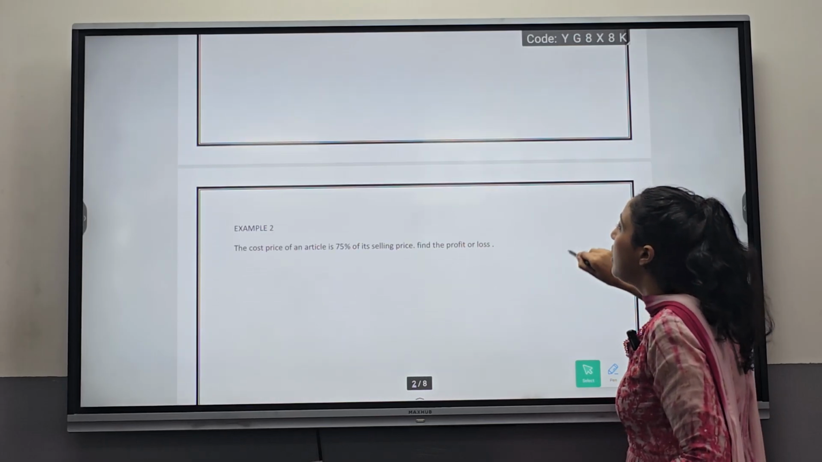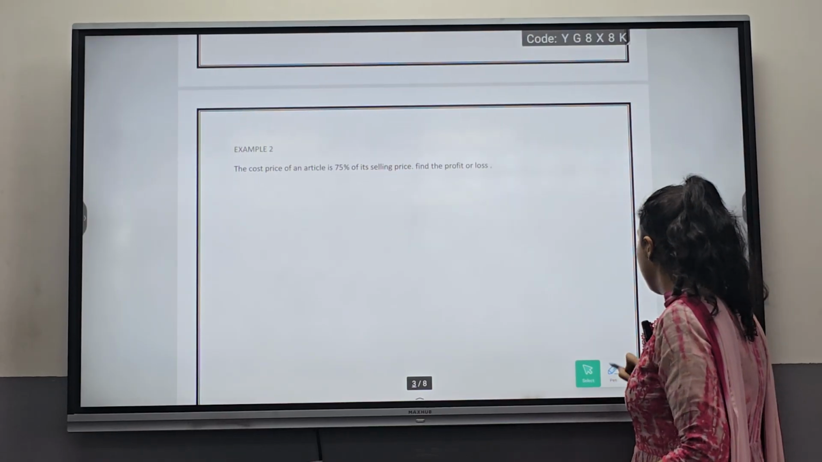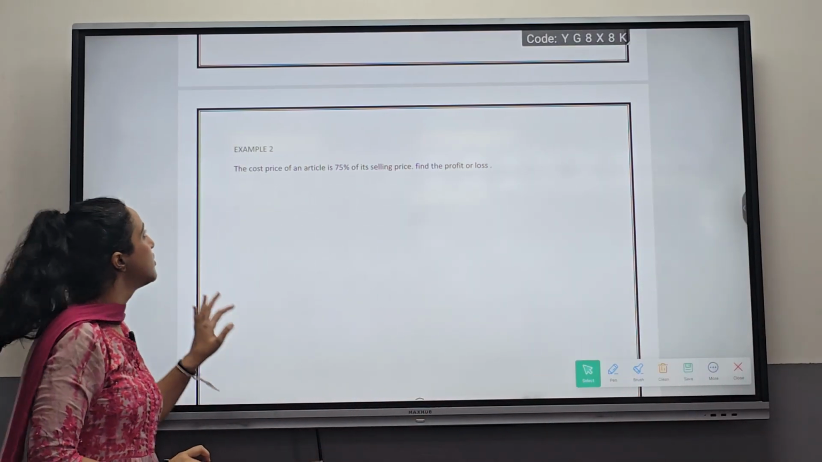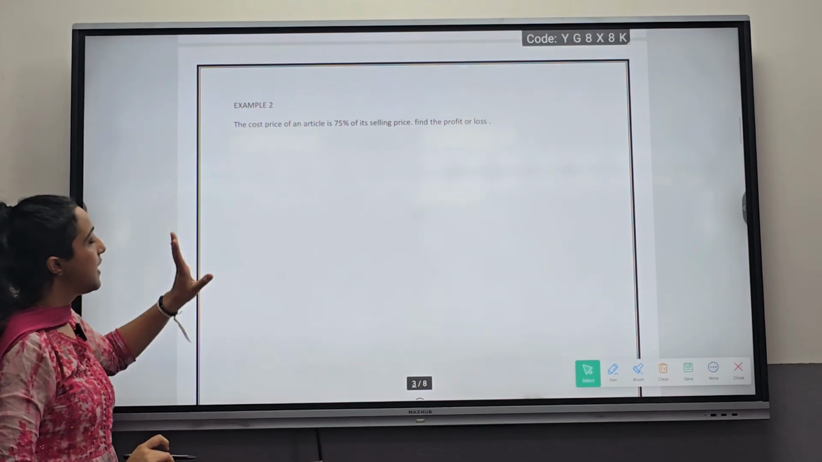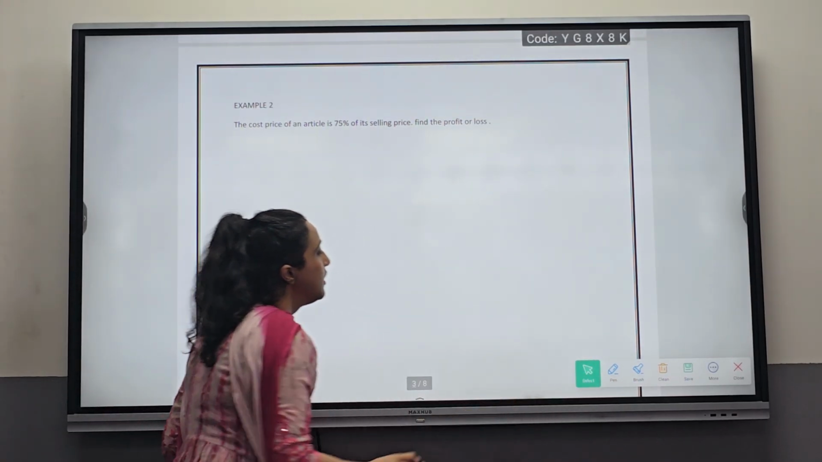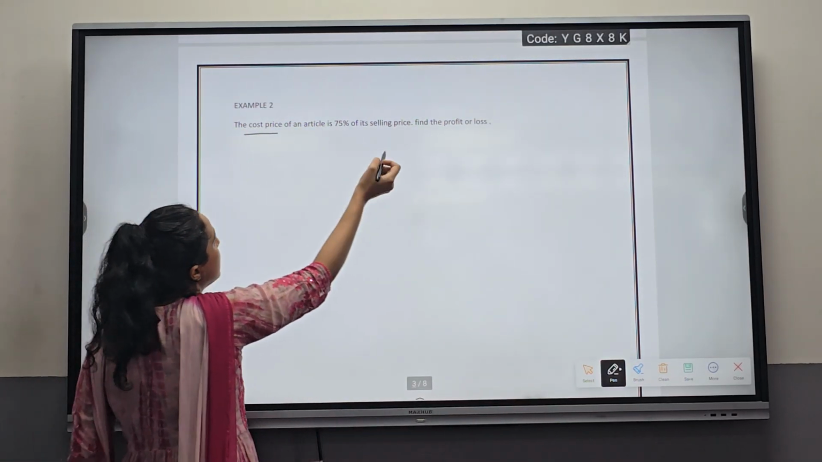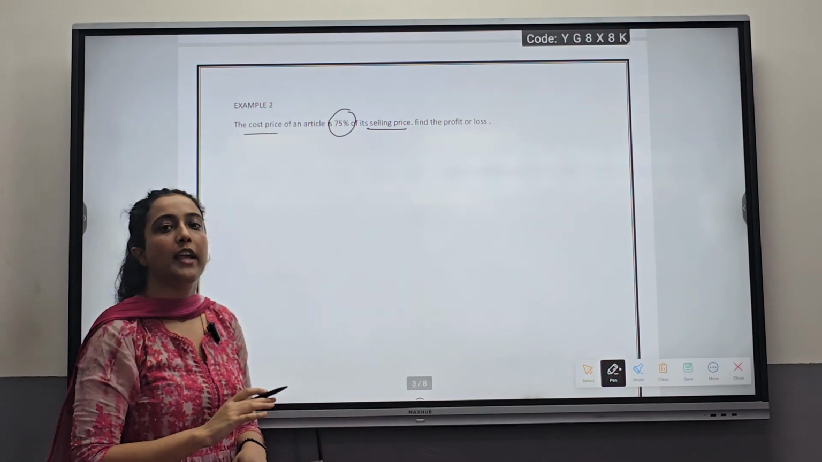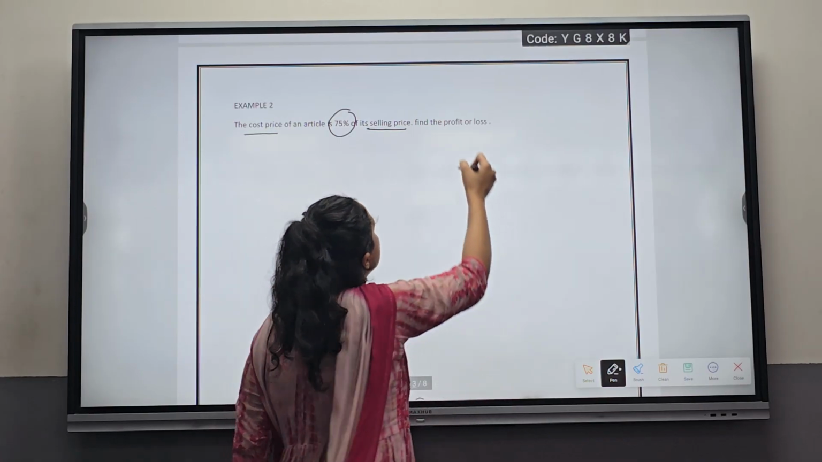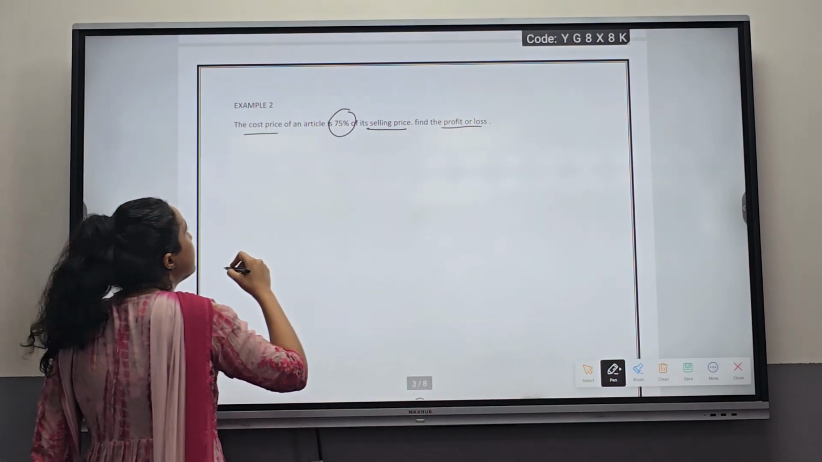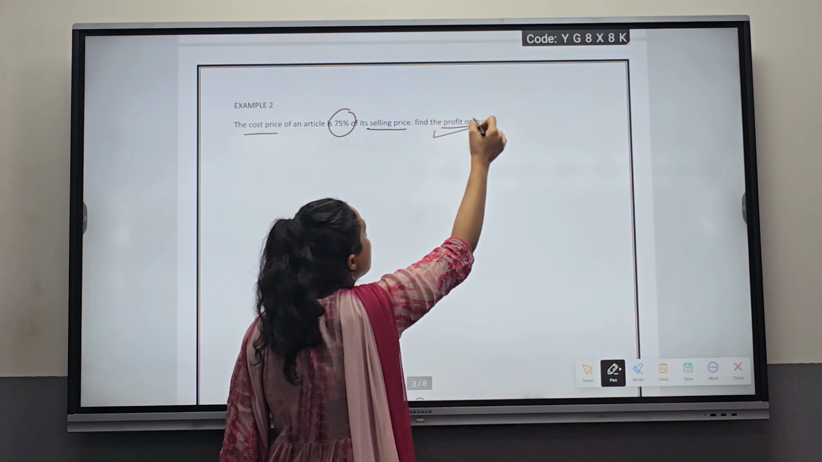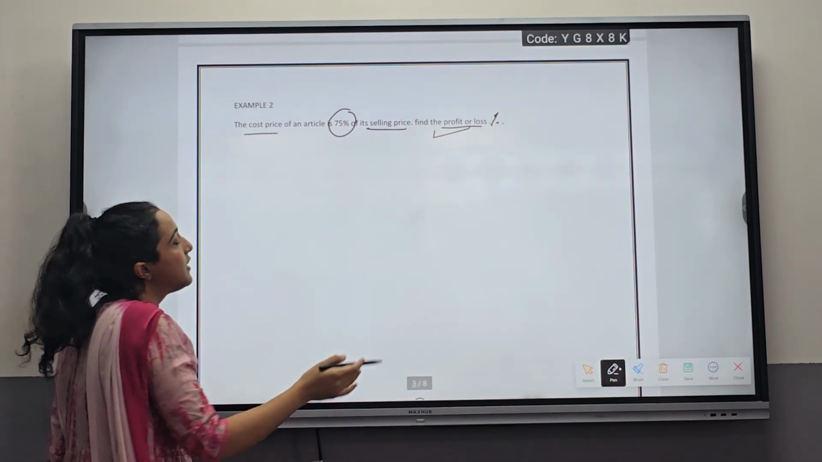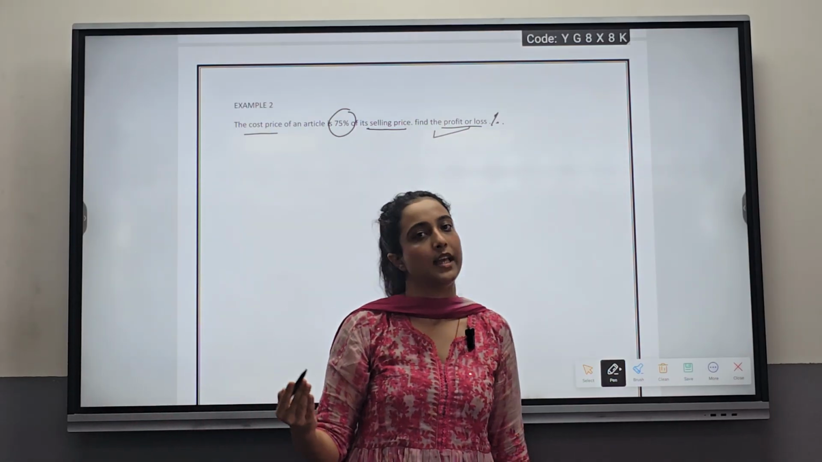Okay. So now, see. In the previous example, cost price was given to us and profit percentage was given to us. But in this example, read the statement. Cost price of an article is 75% of its selling price. Find the profit or loss. First of all, in this question, we have to find out the profit or loss percentage, which is not mentioned. So the cost price of an article is 75% of the selling price.